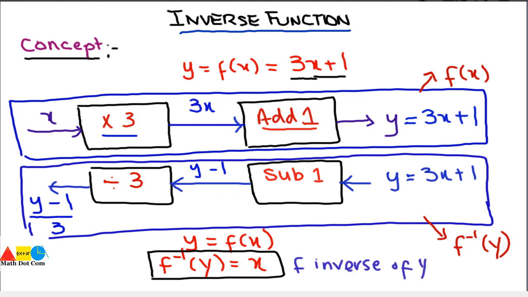Okay. Now what about the given example that we have seen above? In the above example, f of x is equal to 3x plus 1. But f inverse of y is equal to (y minus 1) divided by 3. So this is how the inverse function differs from the given function.